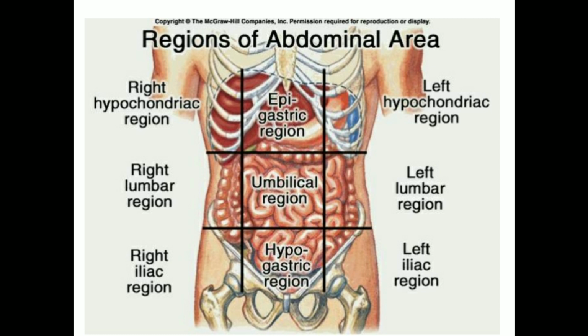So the 9 quadrants of the abdomen are right hypochondriac, left hypochondriac, right lumbar, left lumbar, right iliac, left iliac, and in the midline, whatever you see in the center, they are epigastric region, umbilical region and hypogastric region. These are the 9 regions of the abdomen.